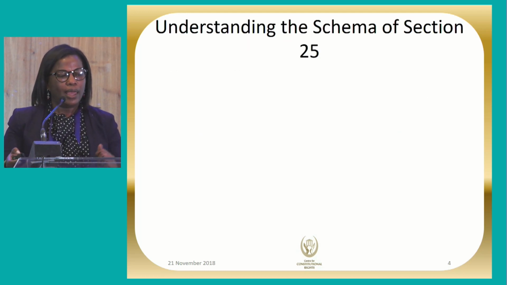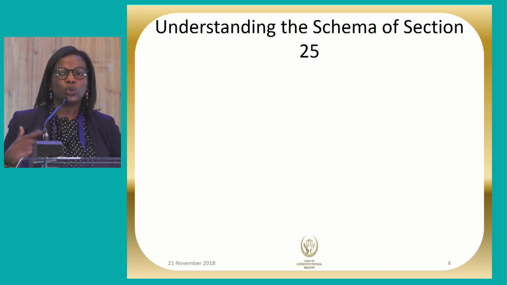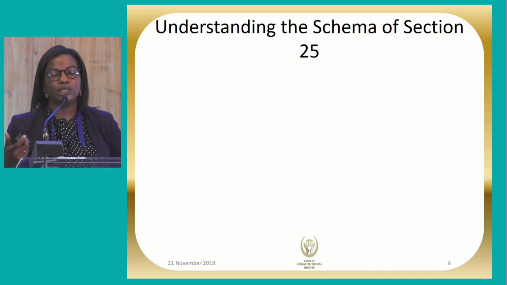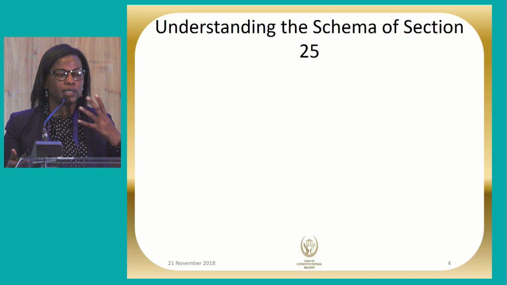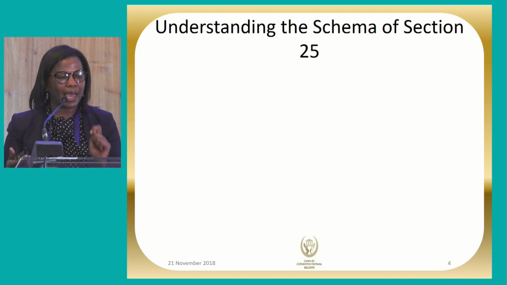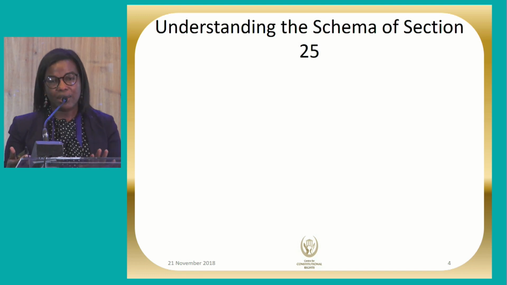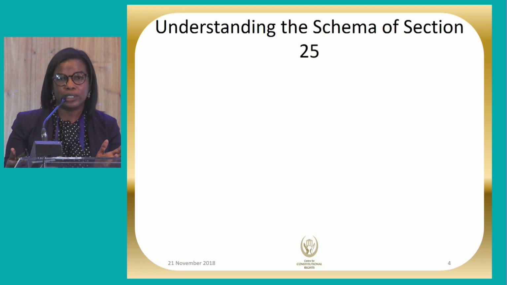So, having presented what Section 25 looks like, I'm going to talk about how the courts have understood Section 25 to be. And in this part of my talk, I'm going to call it the schema of Section 25. So first of all, the protection of existing private property rights from unreasonable interference either by the state or from private individuals. So in that sense, the Constitution is quite clear in that private property is strongly protected.